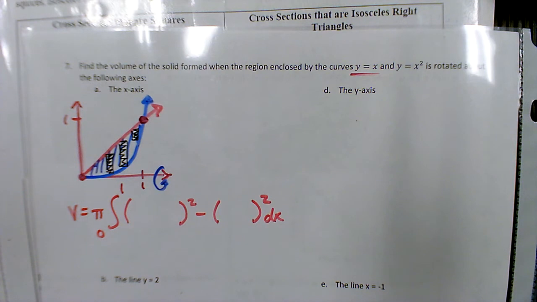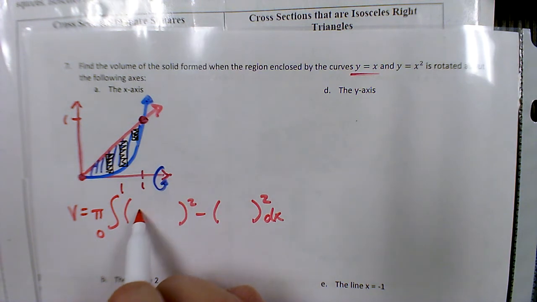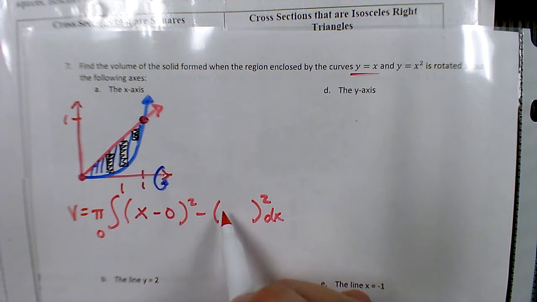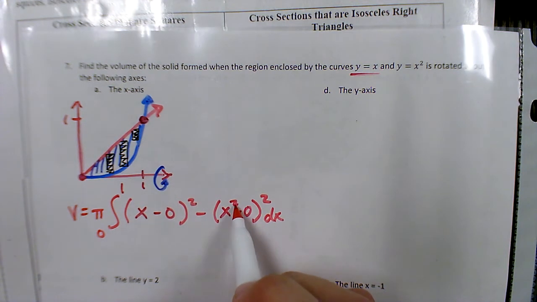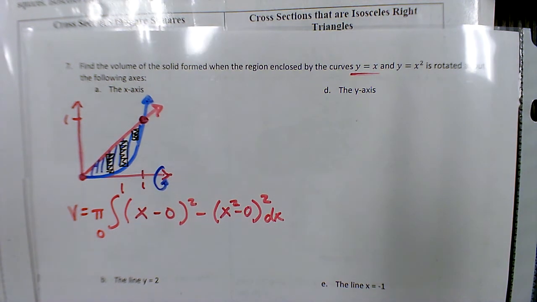Alright, outer radius, inner radius. Donut versus filling. Good, Caitlin? Is the outer just the x? Yep. And then the other one is the x squared. Perfect. Yeah, you don't have to write the zeros in there if you don't want to.